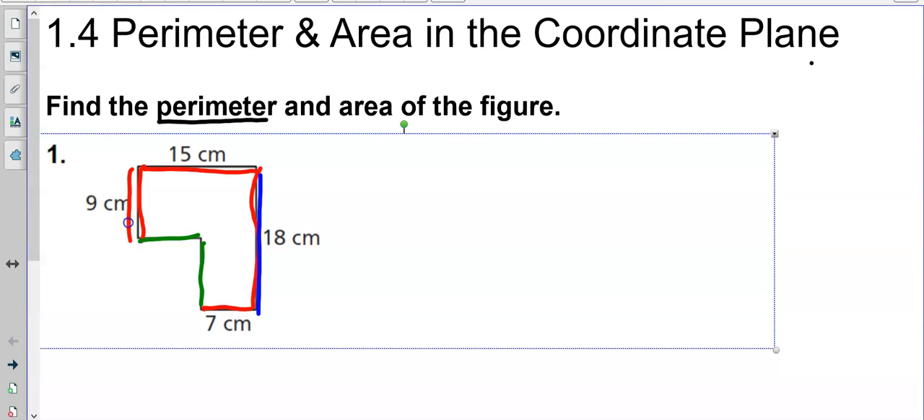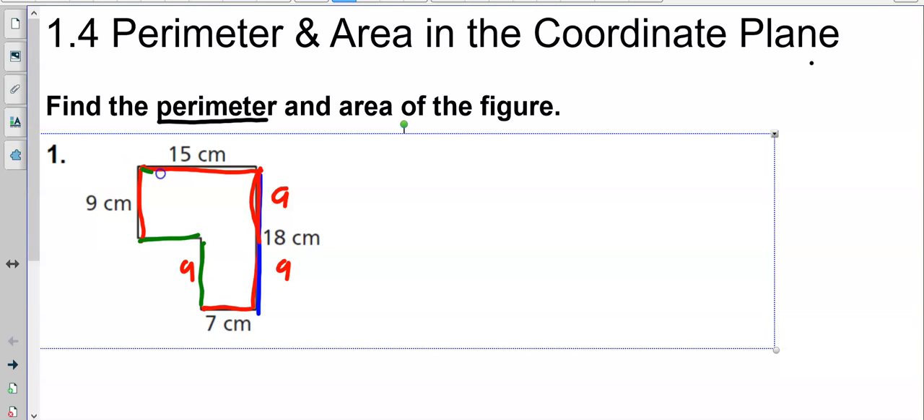If I slide this over, that's 9 of the 18. So this piece is 9, which makes this 9, which makes this 9. And the same idea up here.